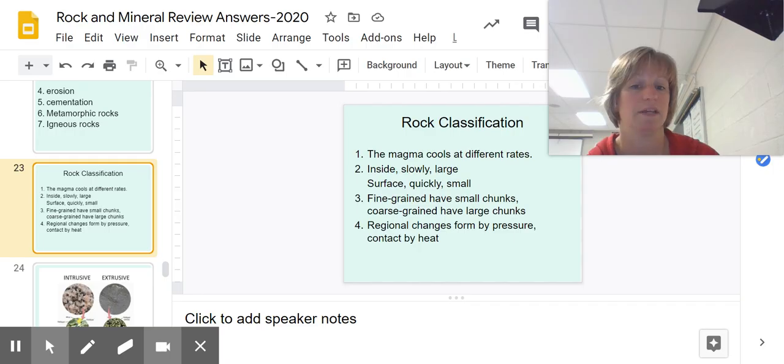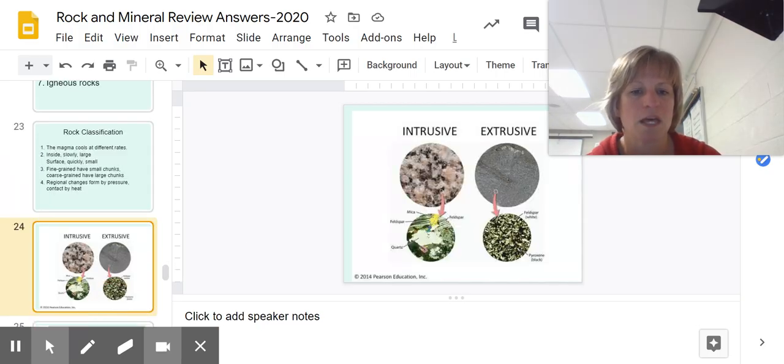The intrusive cool inside the earth slowly, so they have large crystals. And then the next one here, extrusive rocks cool on Earth's surface. Think of extrusive exit through a volcano. They cool quickly and have small chunks. So check out this picture, or set of pictures, I should say. So this is an intrusive igneous rock. I believe that is granite.